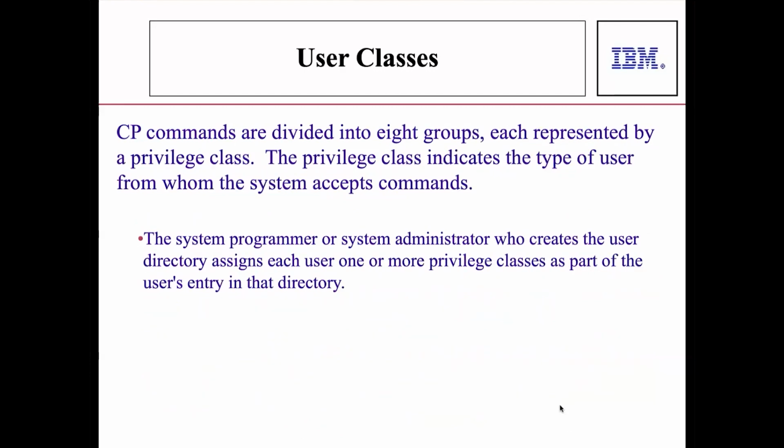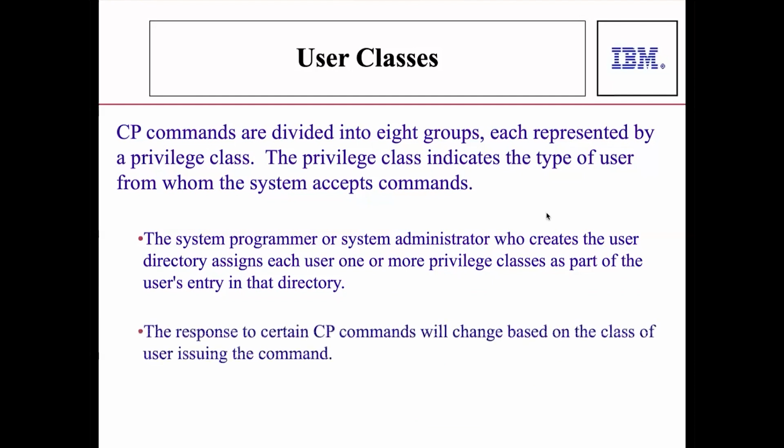So here's my thing about privilege classes or user classes, as I was starting to talk about. The way IBM has set this up with privilege classes, they divide them into groups. Each represents a privilege class. Each one is a letter, a single letter. There's actually 32 privilege classes because there are user-defined ones, but A through G are the ones we worry about. So that's the type of user that you have when the system accepts commands. How do you get a privilege class assigned to your user? That's something in the user directory, so whoever creates that directory entry would do that.